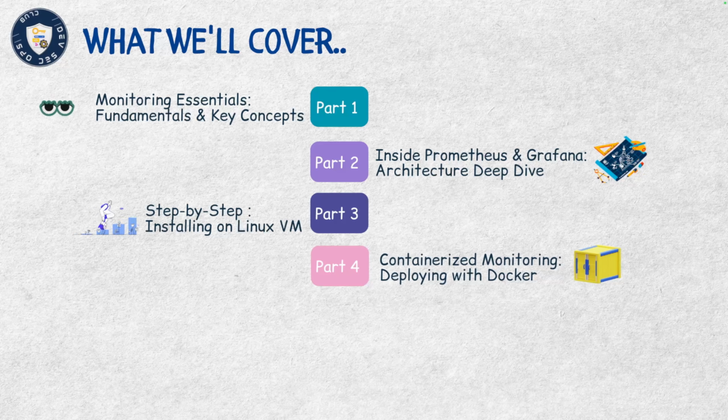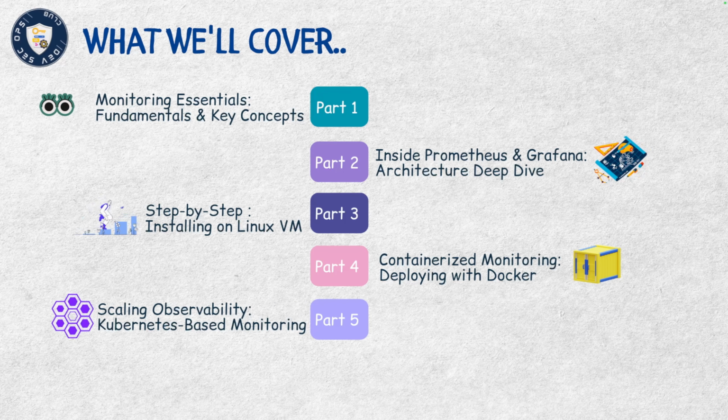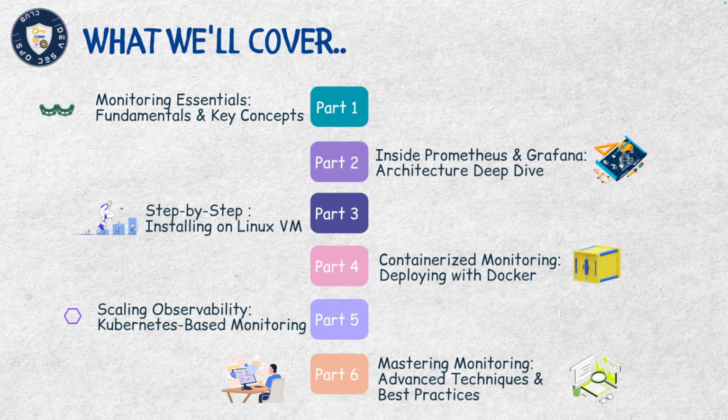Then we will deep dive into containerized monitoring with Docker, where we will see how we can utilize this tool to monitor containers, as well as how we set up Prometheus and Grafana in a Docker or container environment. Then we will scale observability in Kubernetes, and we will see how we configure Prometheus and Grafana in a Kubernetes environment, and how to monitor the Kubernetes cluster and applications inside it. And finally, master advanced techniques and best practices. But for now, let's focus on essentials.